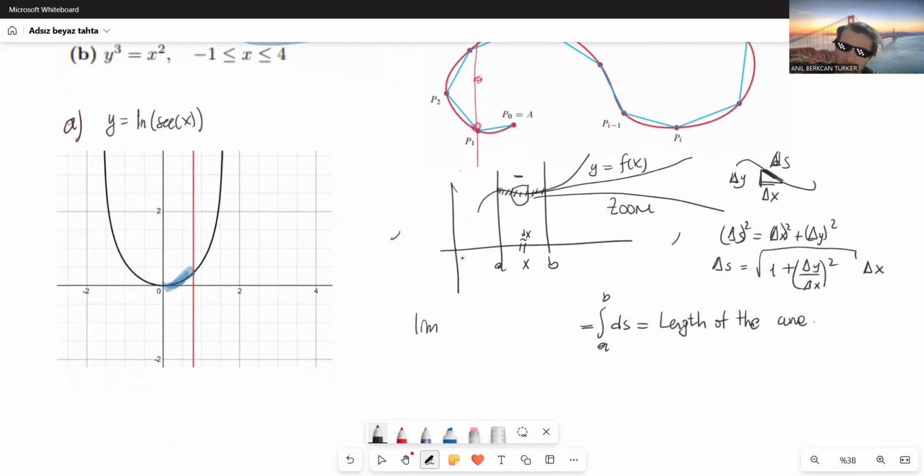Now, before this integral, we have some limits. Delta x is going to be small, in summation, square root of 1 plus delta y over delta x squared, delta x. When you take this limit, you will end up with this integral. In this case, this ds would be the square root of 1 plus y prime squared dx.